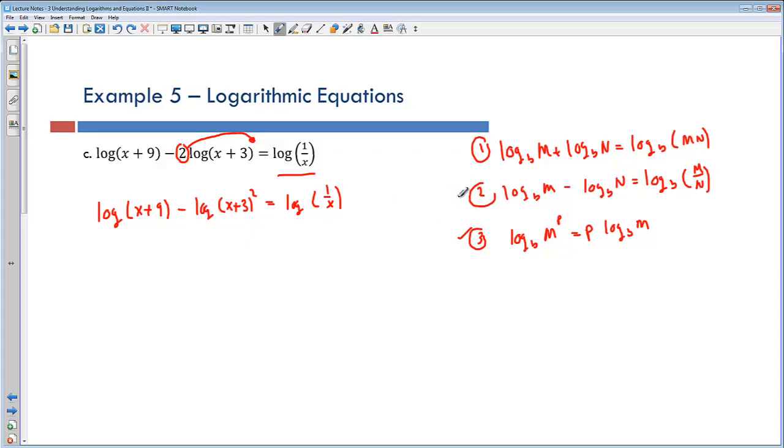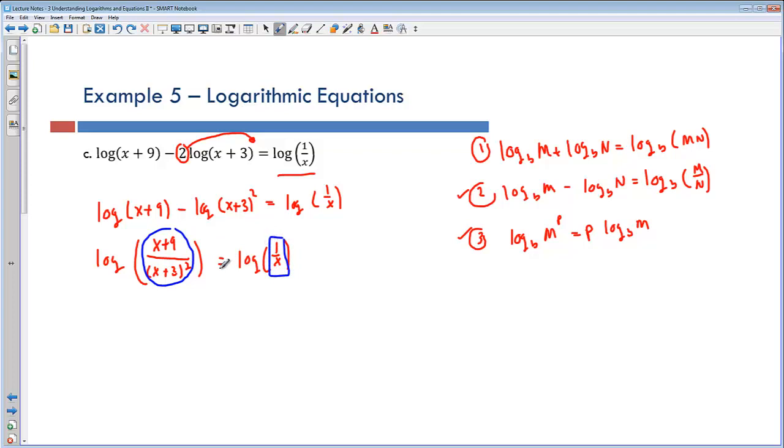And now you're subtracting, so we're going to use this quotient rule here, which says when you subtract logarithms, you divide on the inside. So this is going to be equal to the log of x plus 9 on top, divided by, on the bottom, x plus 3 quantity squared. And then that's going to be equal to log of 1 over x. And so now we're in this situation where we have log of this thing right here is equal to the log of that thing over here.